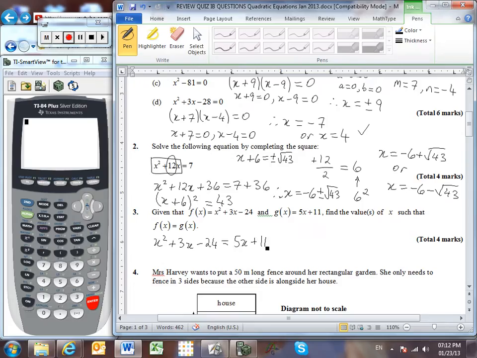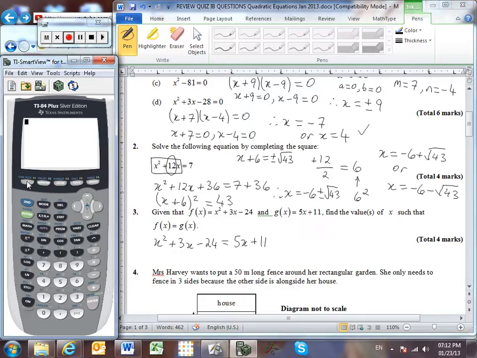Now there's a couple of different ways that I could solve this. The question has not specified what method to use. So a good method might be to use my calculator. So let me go to y equals, and as my y1, I'm going to put in my left-hand side of the equation. You can actually solve any equation in the world using this technique, but I'm going to use the calculator here. X squared plus 3x minus 24. And as my right-hand side, I'm going to say 5x plus 11.